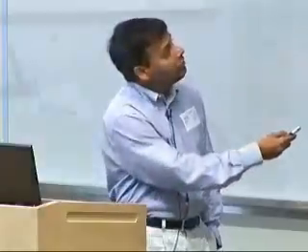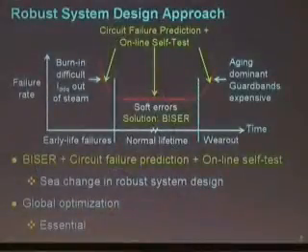So for these early life failures and for aging problems, you will be using a technique that I will also talk about, which is called circuit failure prediction, where you will be collecting a lot of data while the system is running, and based on that data you will try to tell where the system is actually going and whether it could fail because of these aging problems.